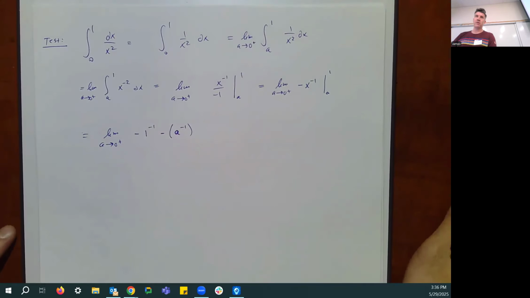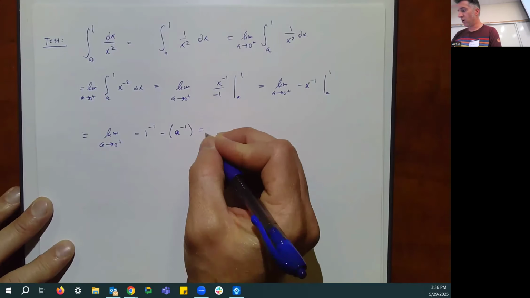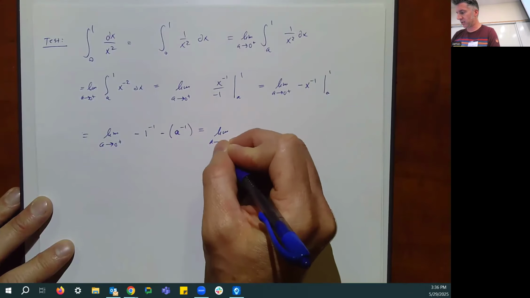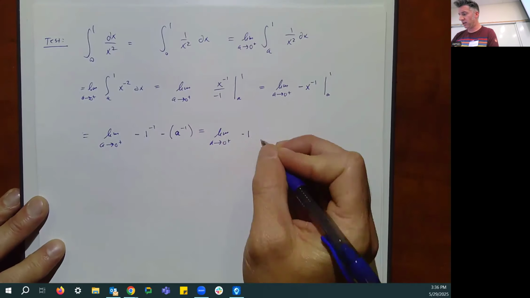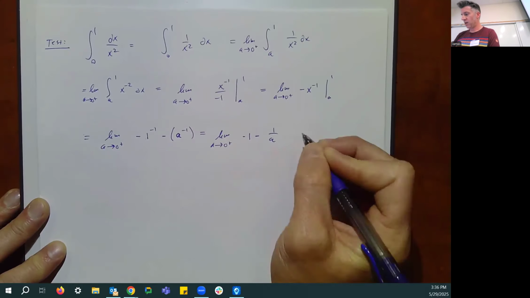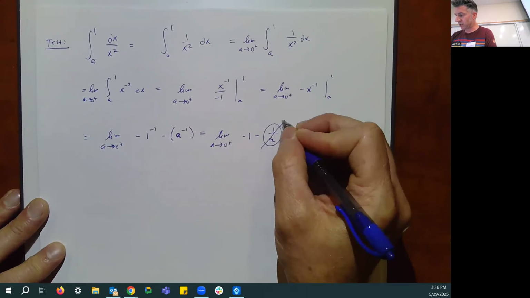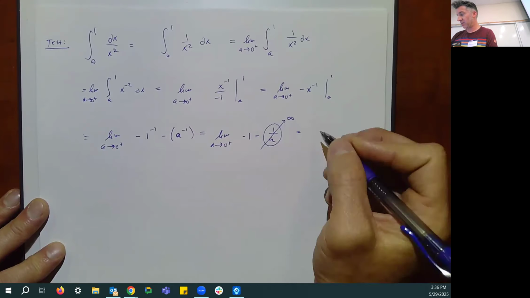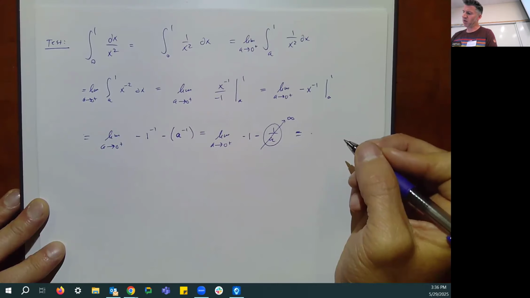And this is a little bit dangerous because if you plug in 0 now, you might convince yourself that 0 to the negative 1 is equal to 0, and it's not. 0 to the negative 1 is division by 0, which is undefined. So what I would prefer to do is write this as the limit as a goes to 0 of, since 1 to any power is 1, just negative 1 minus 1 over a. But then as a approaches 0, this part here approaches infinity, and so we end up getting that this integral is diverging, and it's diverging to, that seems wrong.